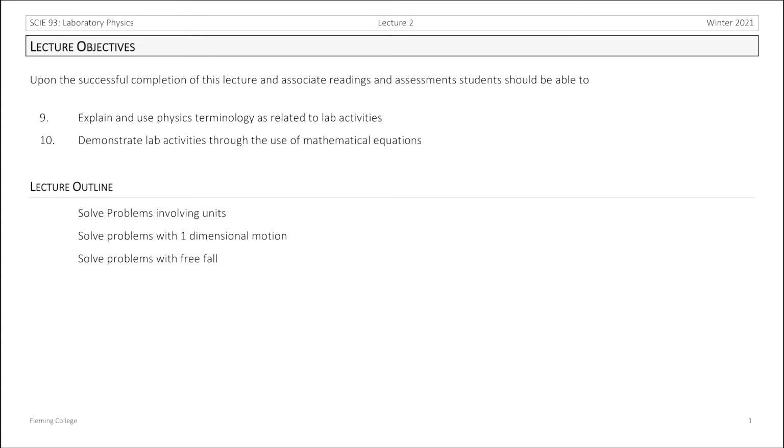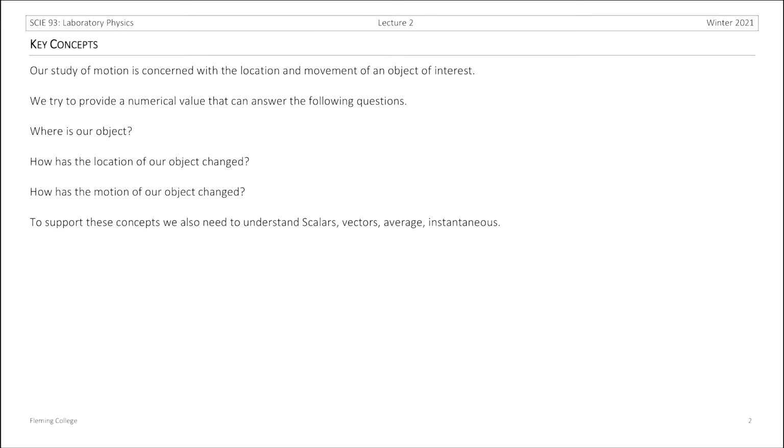Today we're going to begin to talk about our general physics concepts. Over the course of this lecture, we're going to look at solving problems using the units of motion. We're going to look at solving problems with one-dimensional motion and solving problems that involve free fall. Our study of motion will be focused on the location and movement of our object of interest.